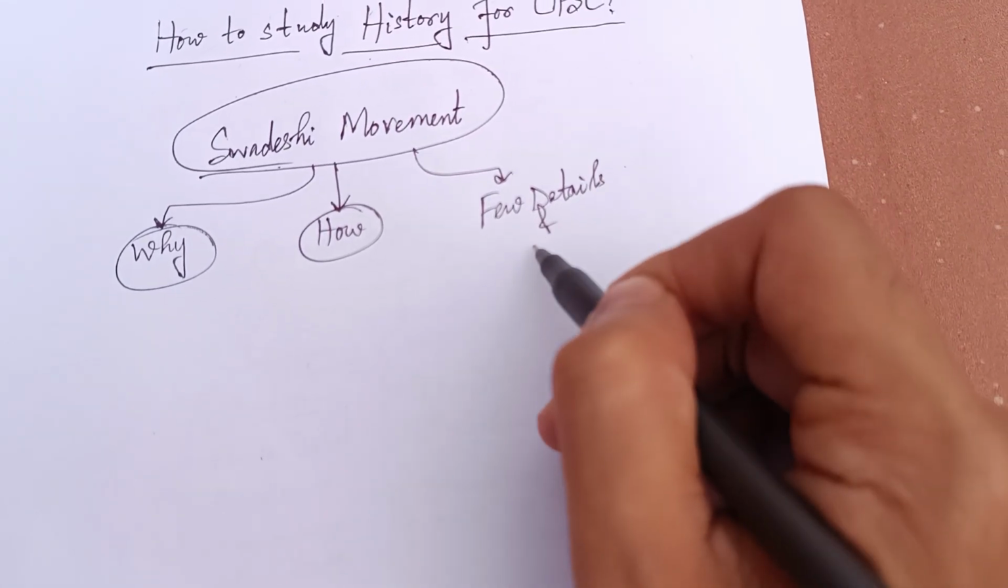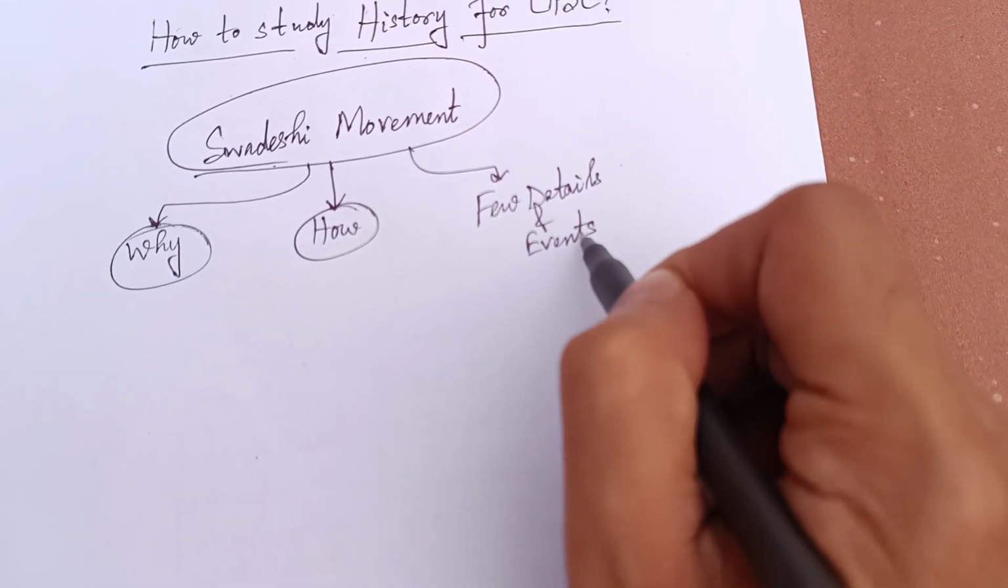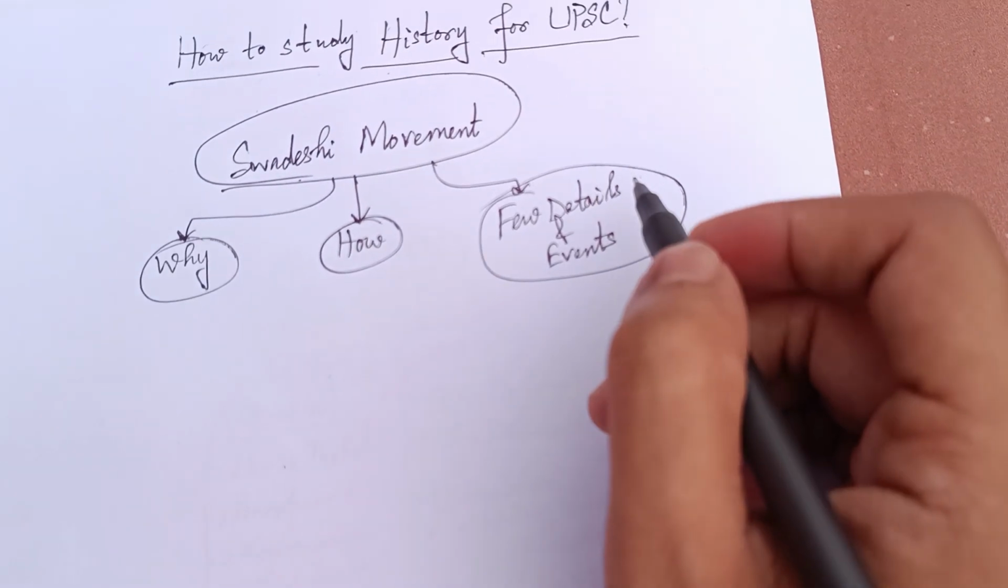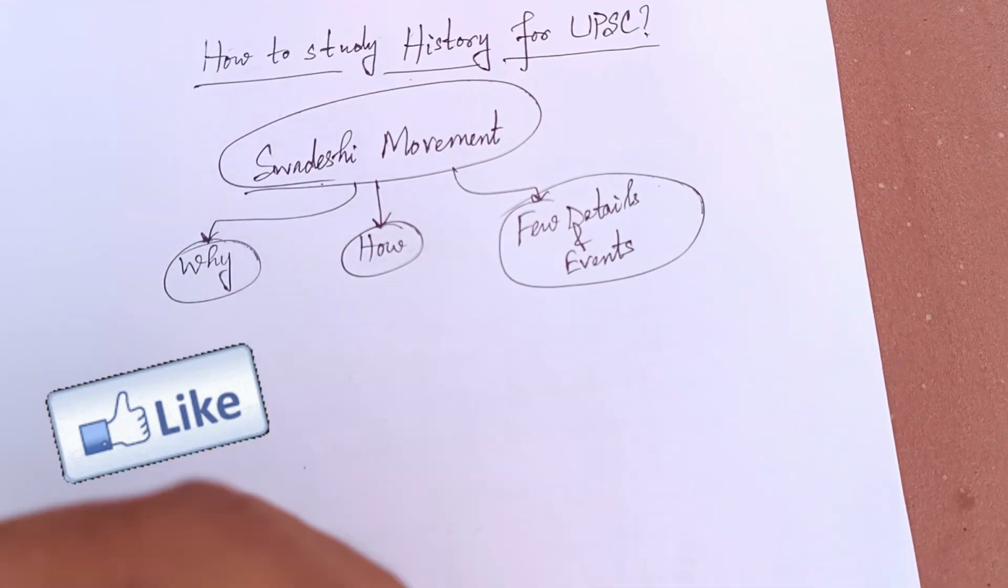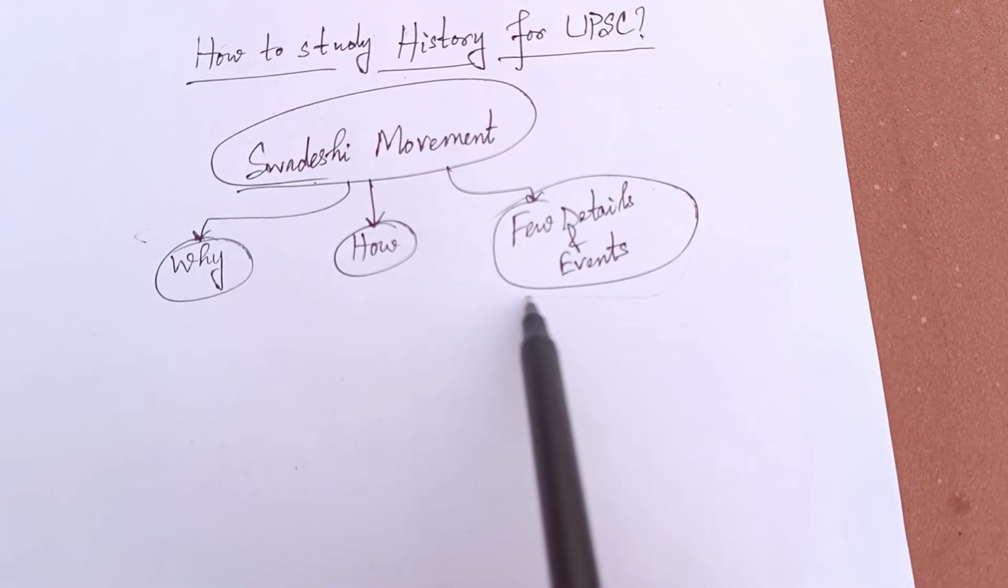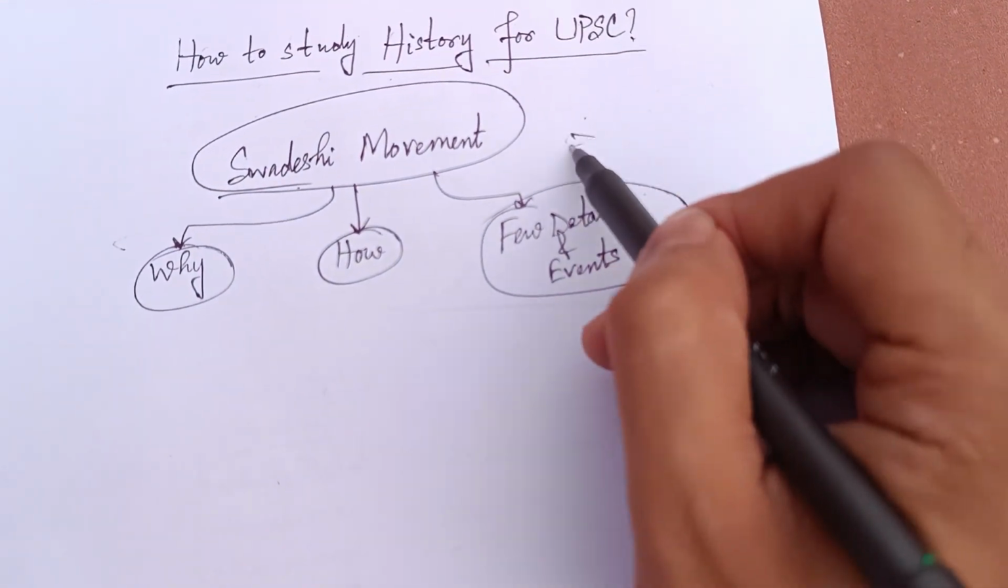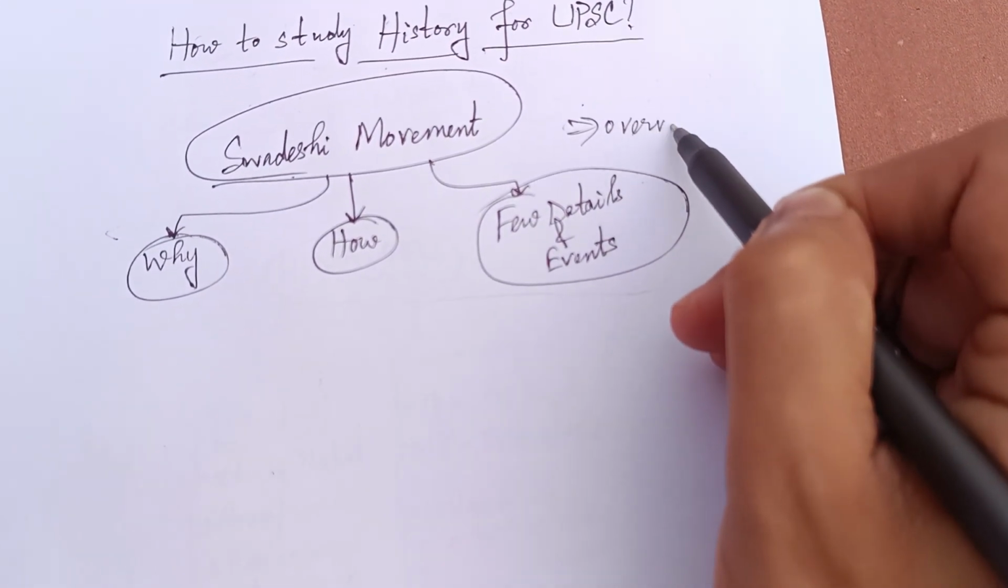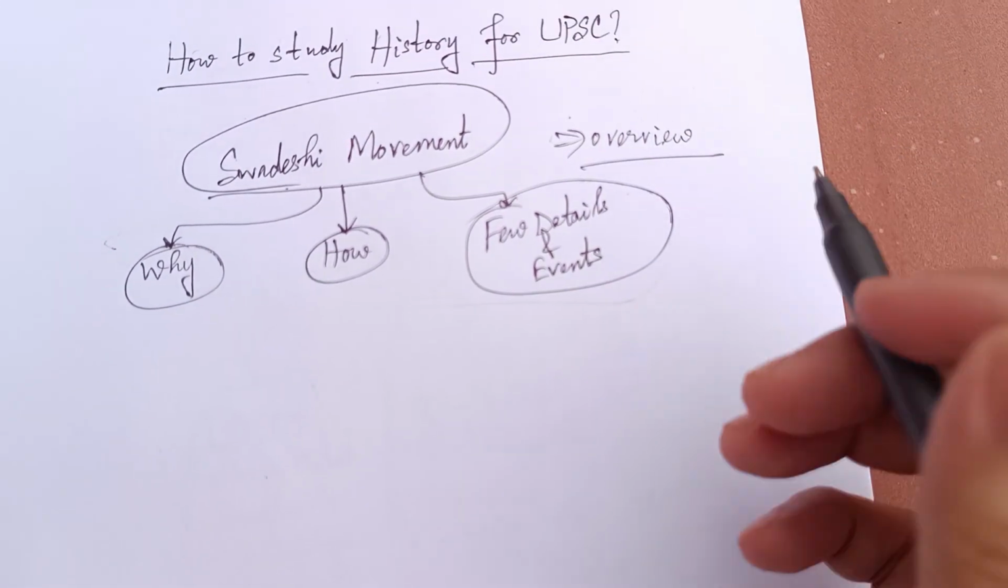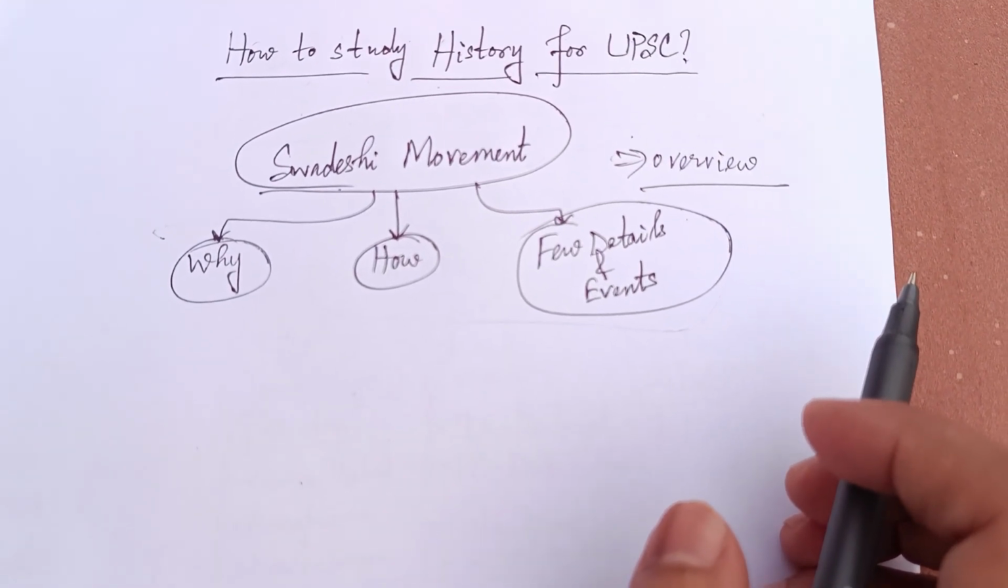and events which are important. Not everything or every date you need to remember. You just need to know the gist, the brief idea overall. These three steps will give you the overview of the Swadeshi movement, which will make you self-sufficient to write 10 marks or 15 marker answers.